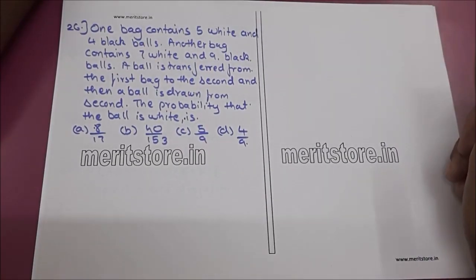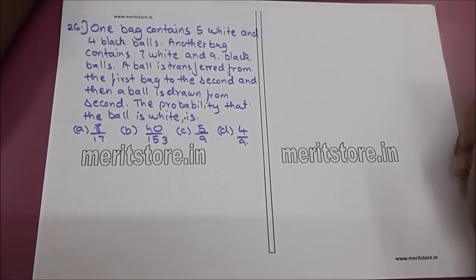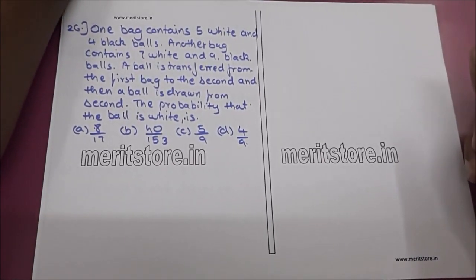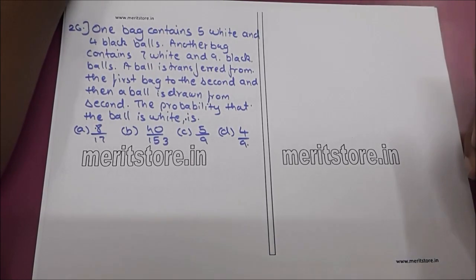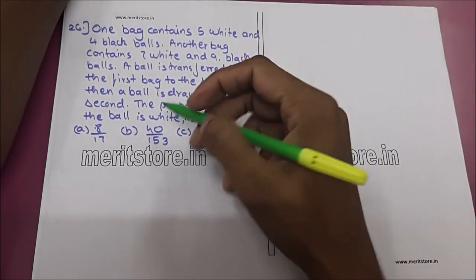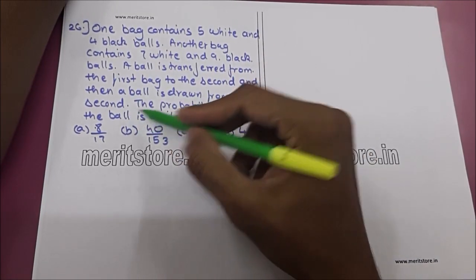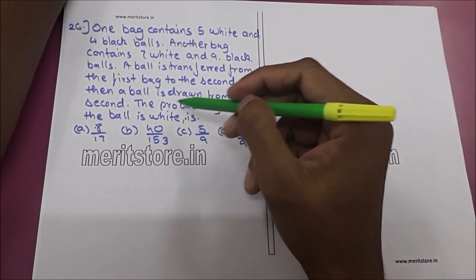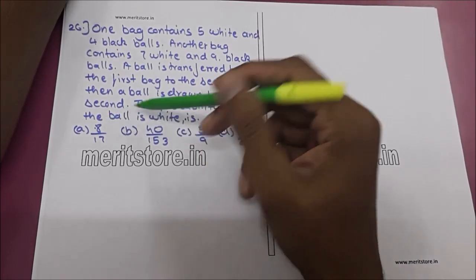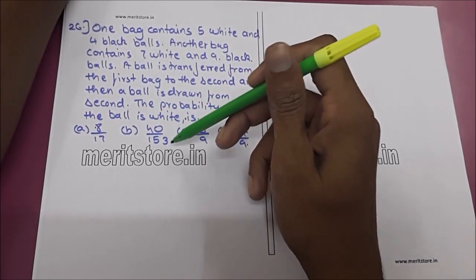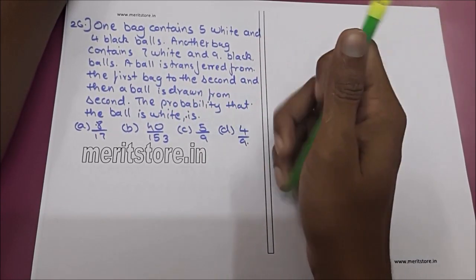Question 26. One bag contains 5 white and 4 black balls. Another bag contains 7 white and 9 black balls. A ball is transferred from the first bag to the second, and then a ball is drawn from the second. The probability that the ball is white is, we have 4 options: A 8 by 17, B 40 by 153, C 5 by 9, D 4 by 9.